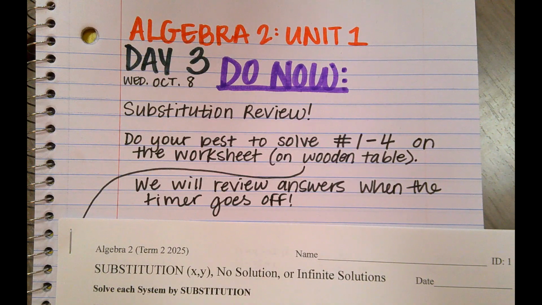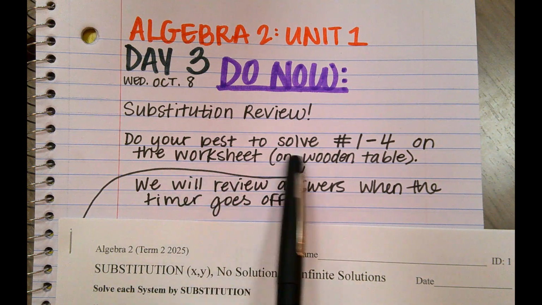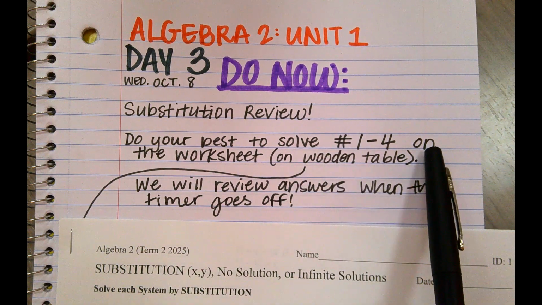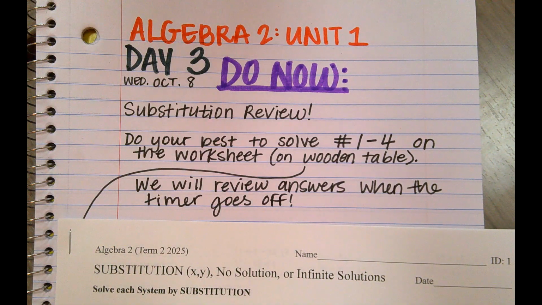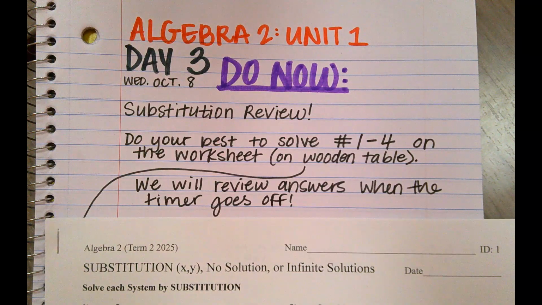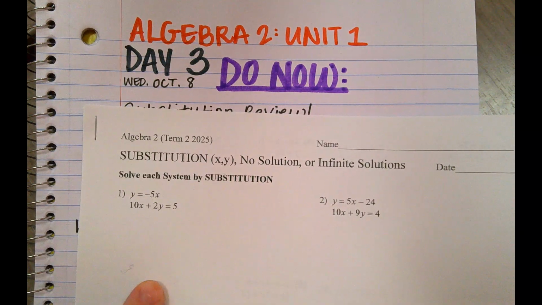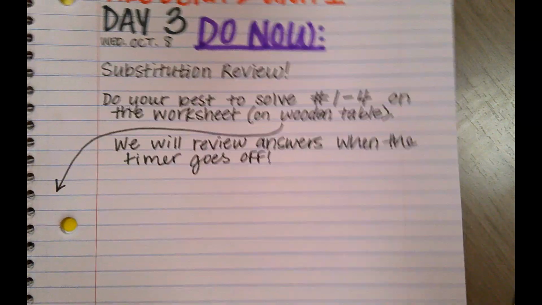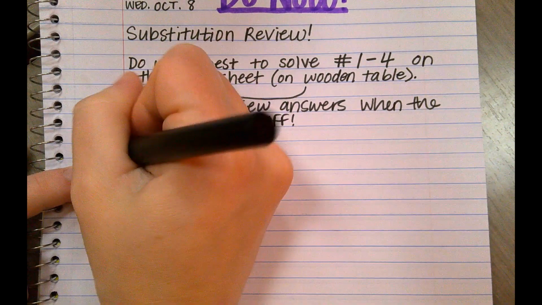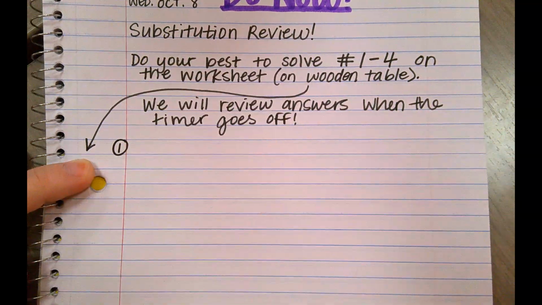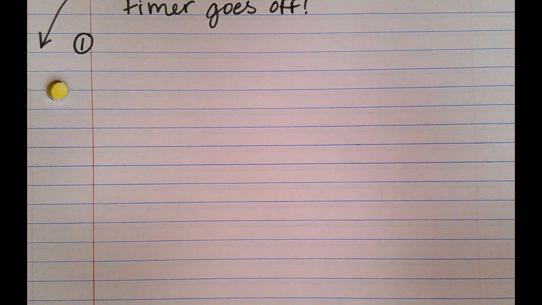I'm expecting most of you to not know how to do this yet. So you were supposed to just try to solve numbers 1 through 4, and then the timer just went off. So we're going to go over those answers. For number 1, I'm actually going to write my problems out on paper so I'm not writing so tiny and you can see my work a little better. I'll start by rewriting number 1 on my page.